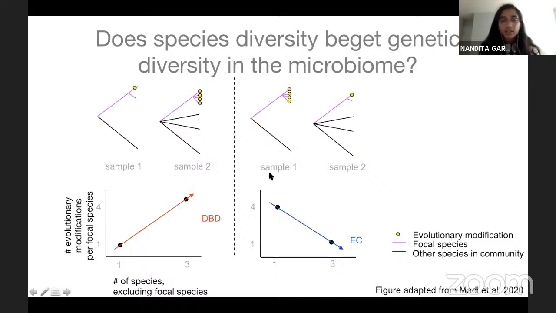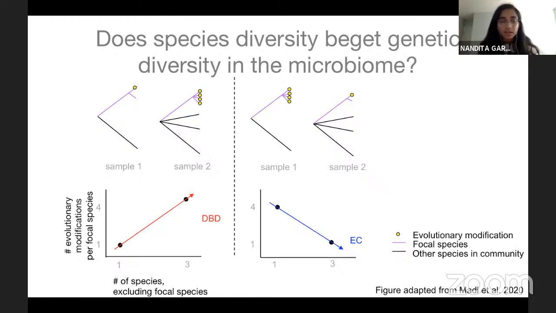And here is a contrasting hypothesis in which when you have more complexity in the community, you actually constrain opportunities for diversification because niches become filled. So here, in this ecological constraint hypothesis, you would actually see an inverse relationship where the more complex your community, the fewer adaptations you should see. And so the question is, which of these hypotheses holds true in the human microbiome?